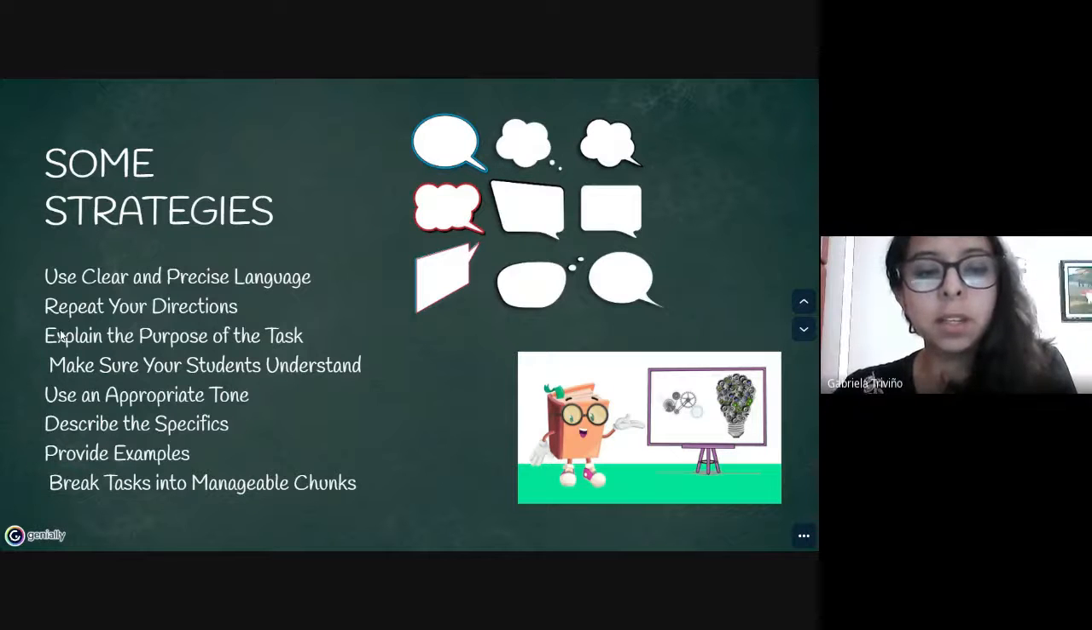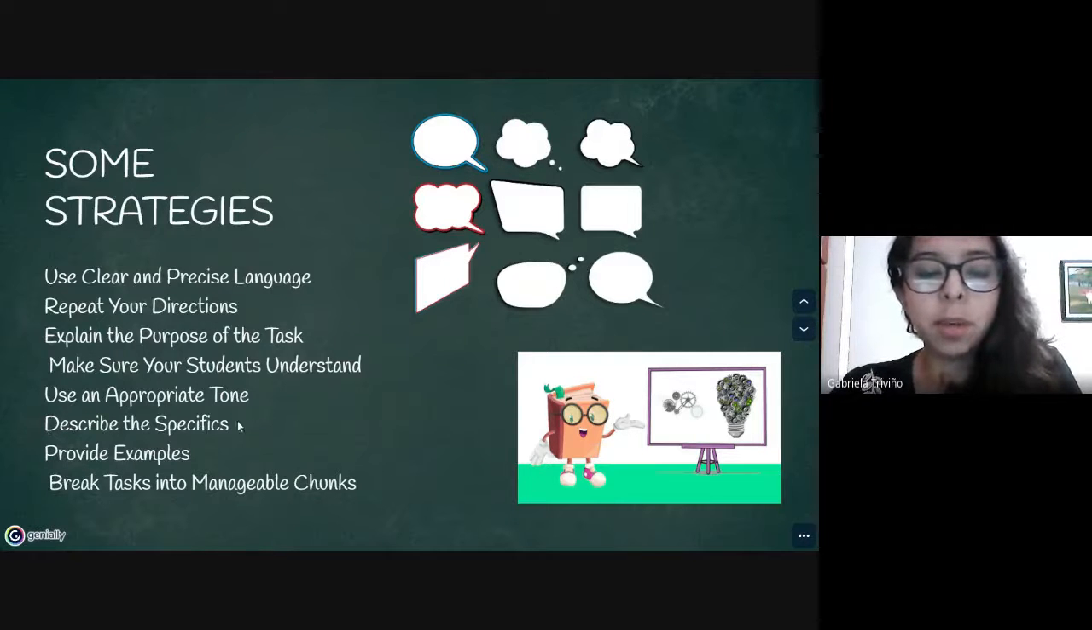Okay, the next one is use an appropriate tone. This is very important because the important thing is not only what you say, it's also how you say it. So it's important that you use a good tone of voice. You don't need to scream, you don't need to yell, you don't need to talk as if you were giving a punishment. You need to be clear and talk in a soft way so the students are going to understand you.